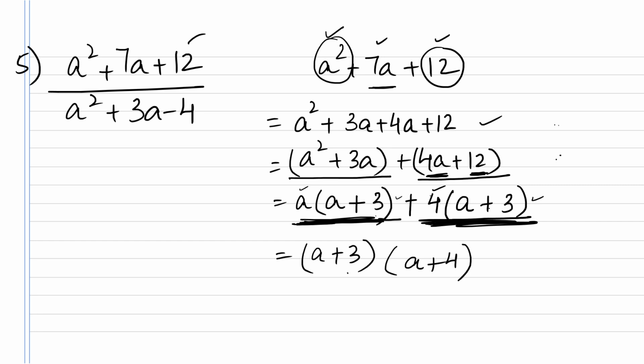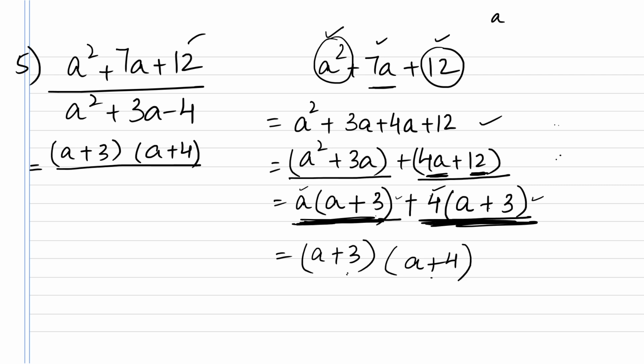So these are the two factors of a square plus 7a plus 12 by the method of splitting the middle term. So I am going to write these two over here because my numerator on simplification has given me these two factors. So this was the numerator. The same process we are going to do for the denominator.